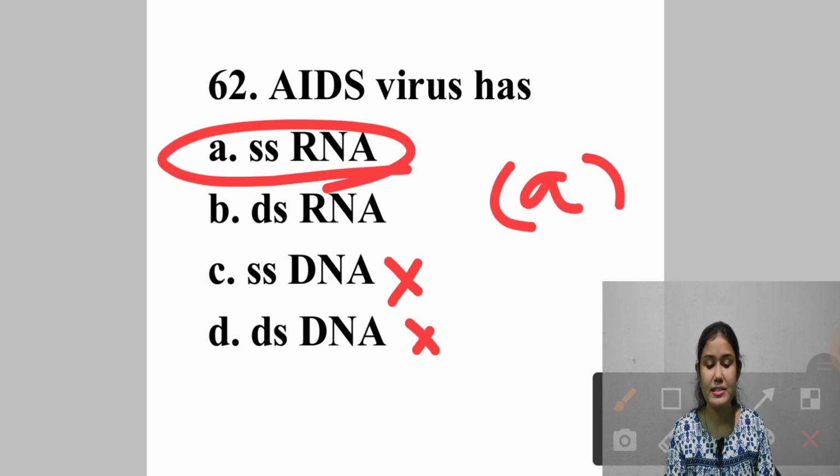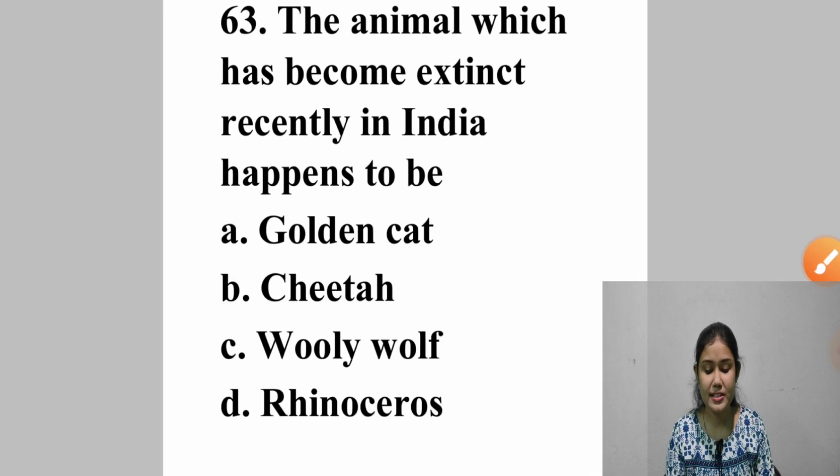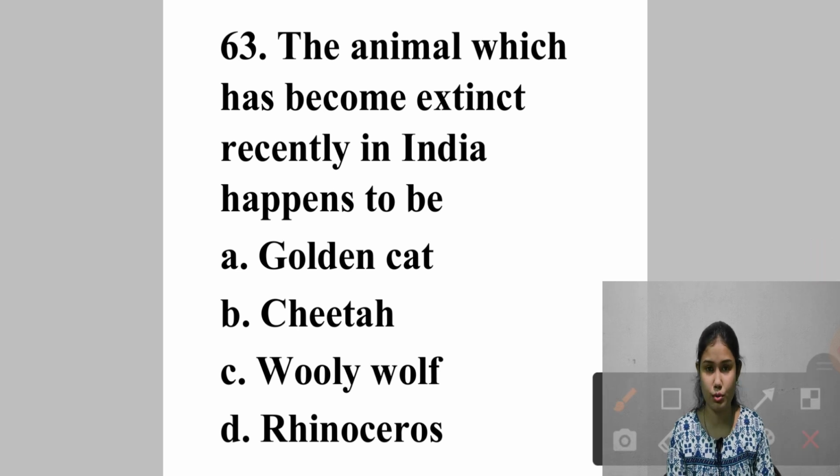नाउ कम टू क्वेश्चन नंबर 63. The animal which has become extinct recently in India happens to be. कौन सा एनिमल रिसेंटली इंडिया से एक्सटिंक्ट हुआ है? ऑप्शन A, गोल्डन कैट, B, चीता, C, woolly wolf, D, rhinoceros. Okay, answer will be cheetah.